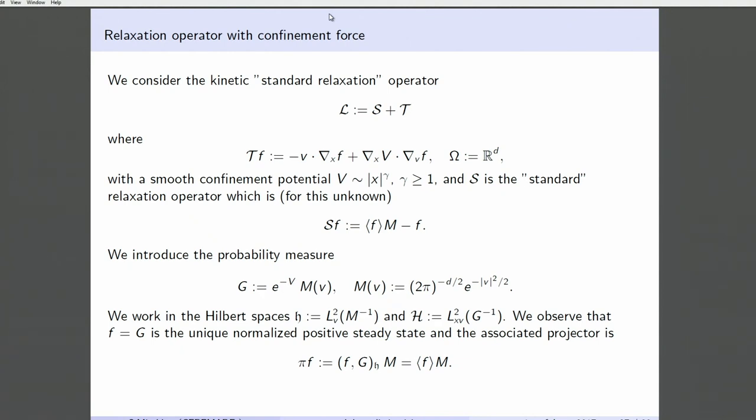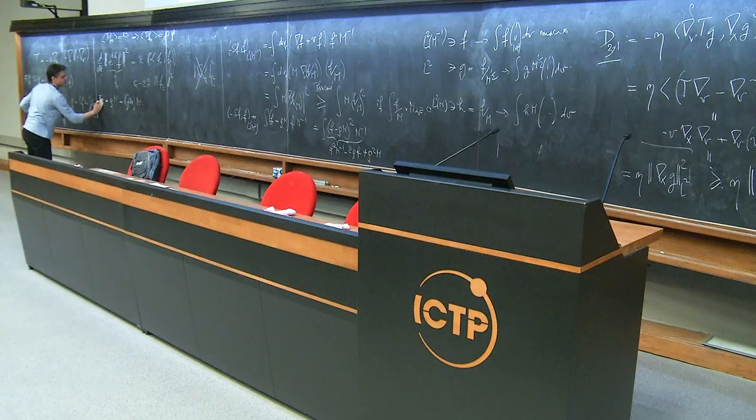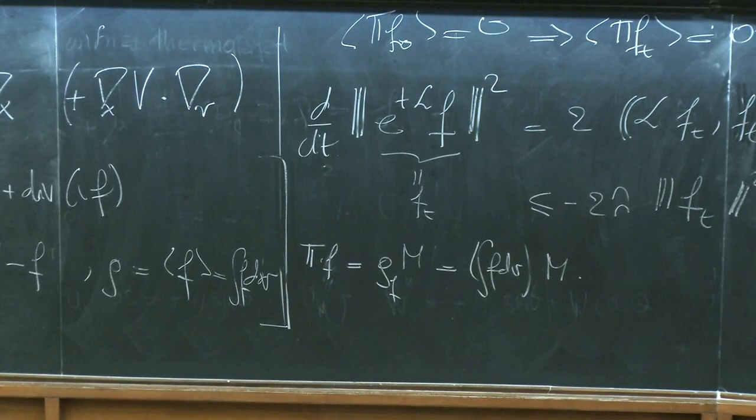Okay. So now, next step, I want to consider the relaxation operator in the whole space with a confinement. Okay, so I'm in the F variable, the S F, okay, the same here, the relaxation operator. And the projection is the same, okay, is P of F. Pi of F, okay, so we are here.